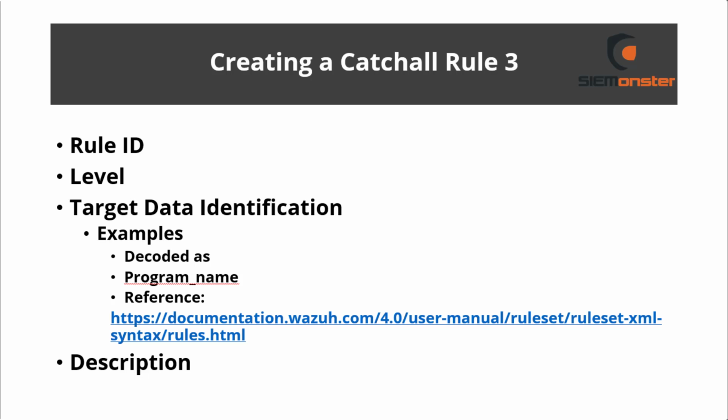So the first step that you have to do when creating the rule is you need to have target data identification, like what I showed you in the archives.json file, where it showed the decoder that caught the data and split the attributes.